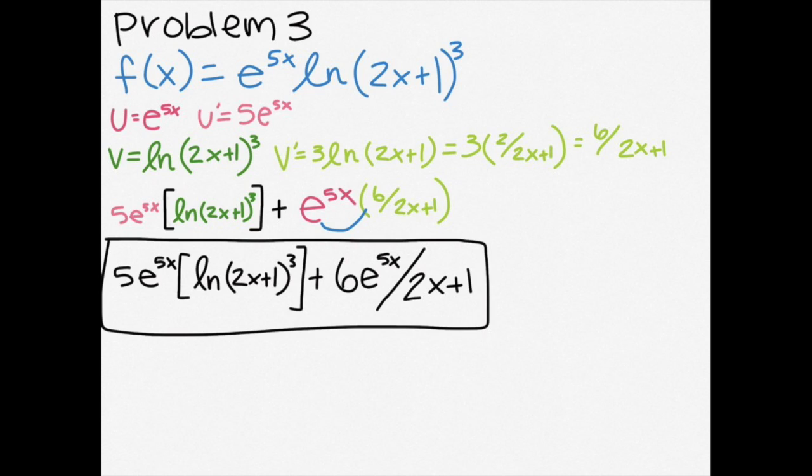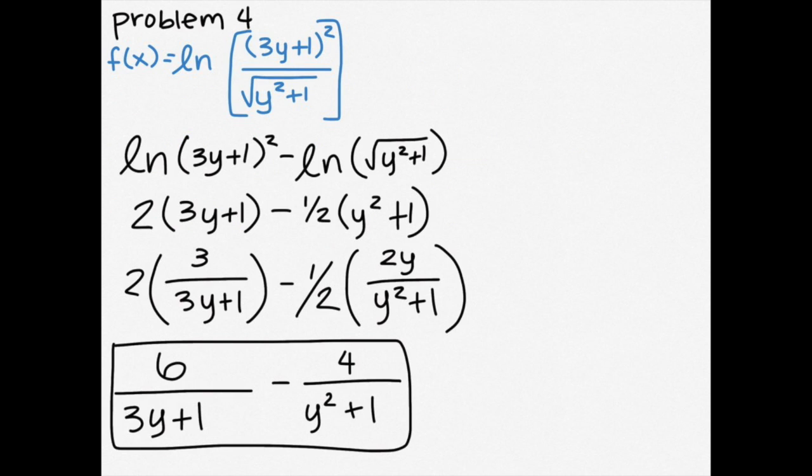Again, we must multiply and add these, which means that it's 5e to the power of 5x times logarithm of (2x plus 1) cubed, plus e to the power of 5x times 6 over 2x plus 1. Since we can only combine e to the power of 5x and 6 over 2x plus 1, the final answer is e to the power of 5x logarithm of (2x plus 1) cubed plus 6e to the power of 5x over 2x plus 1.